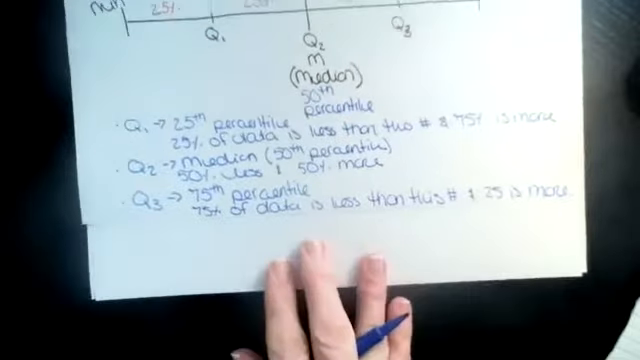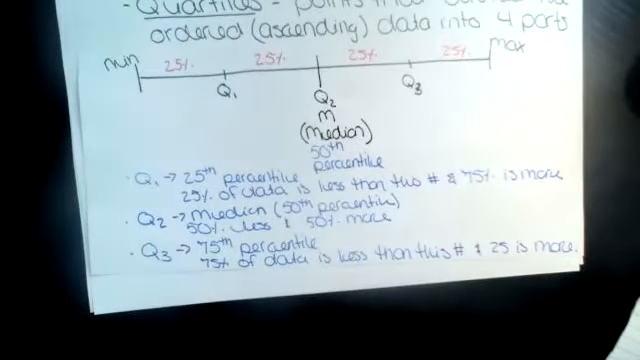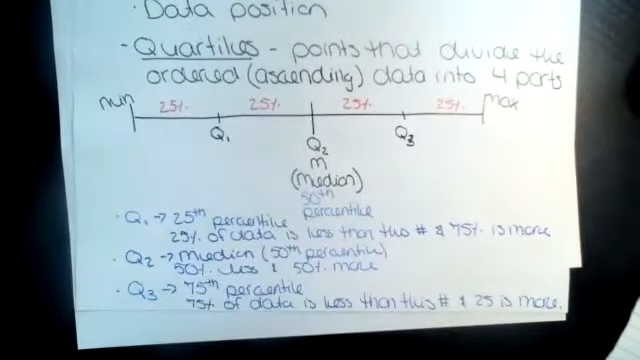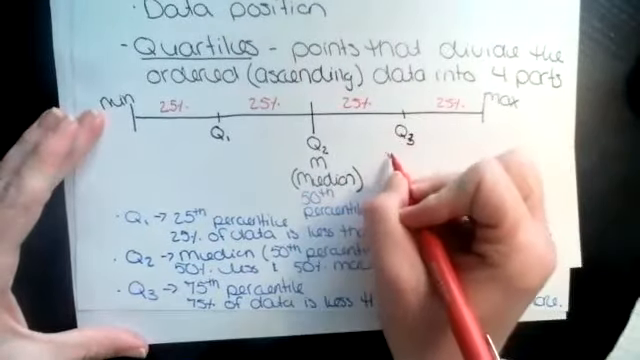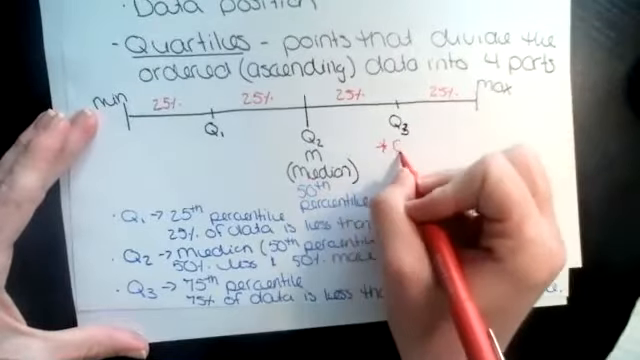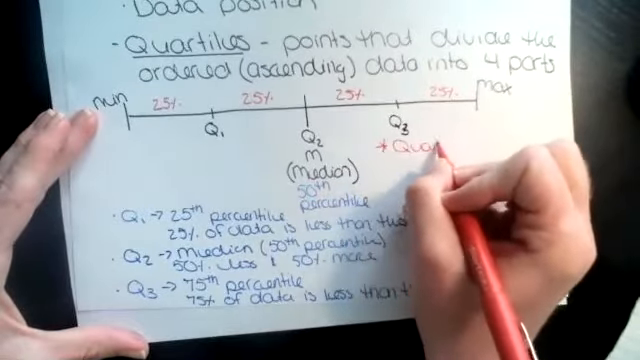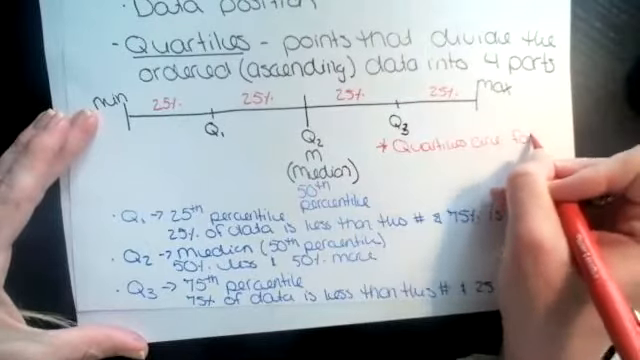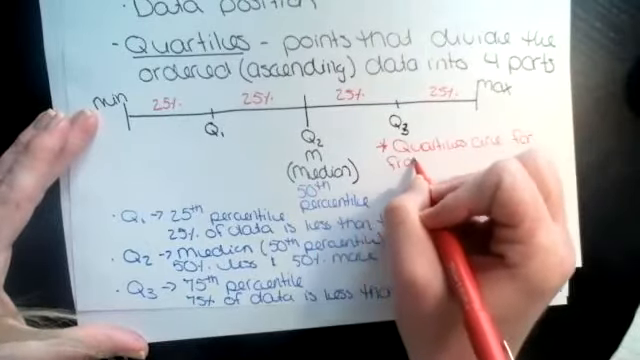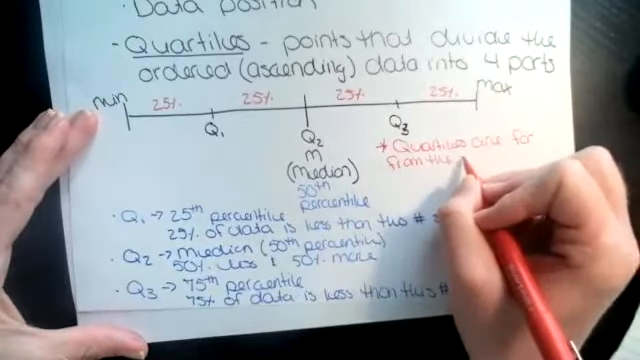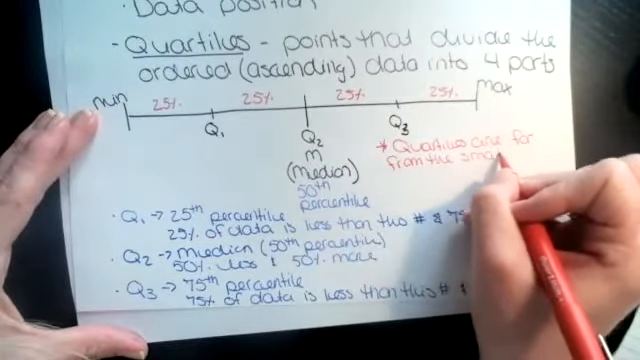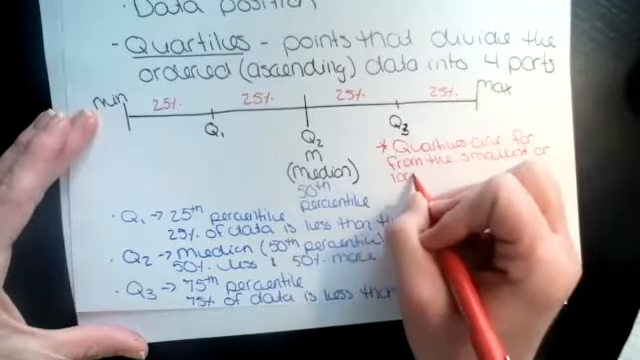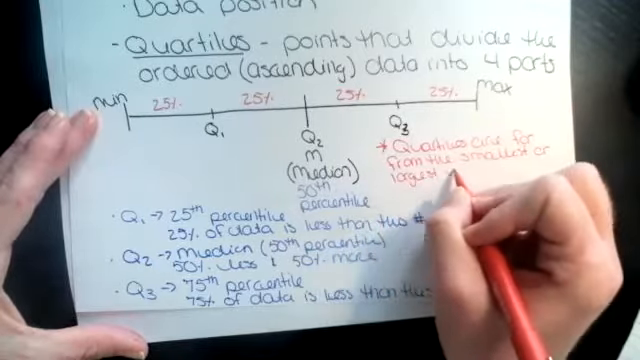I have to make a note, and I don't know where I want to do it because I'm out of room, but I want to do it on this page. I'm going to write it over here, I guess. Let's make a note about quartiles. So quartiles are far from the min and the max, the smallest or largest values.